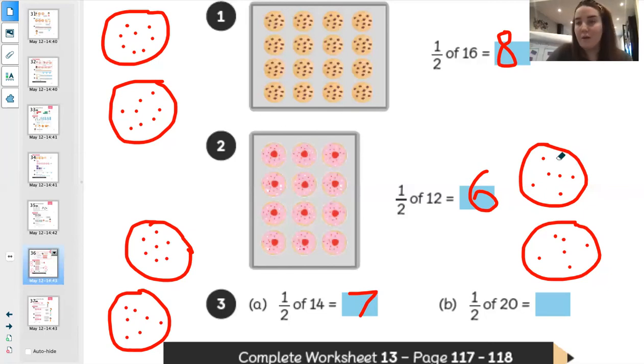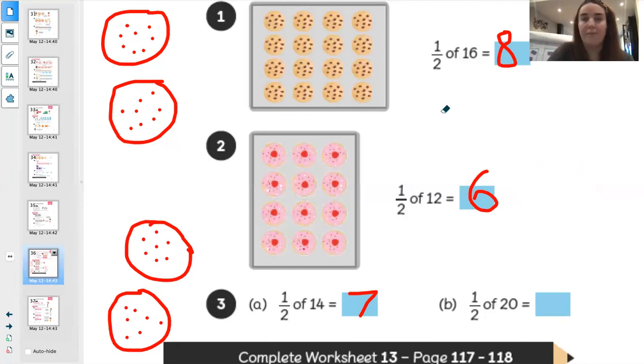Now, because I've done my working out so big, I'm going to have to rub this out. Otherwise, I won't be able to find half of 20. And I want you to tell me what to do. So I'm finding half of 20. So how many circles do I need to make? Or plates, if we're thinking about it as plates. 2. We have to have 2 plates.